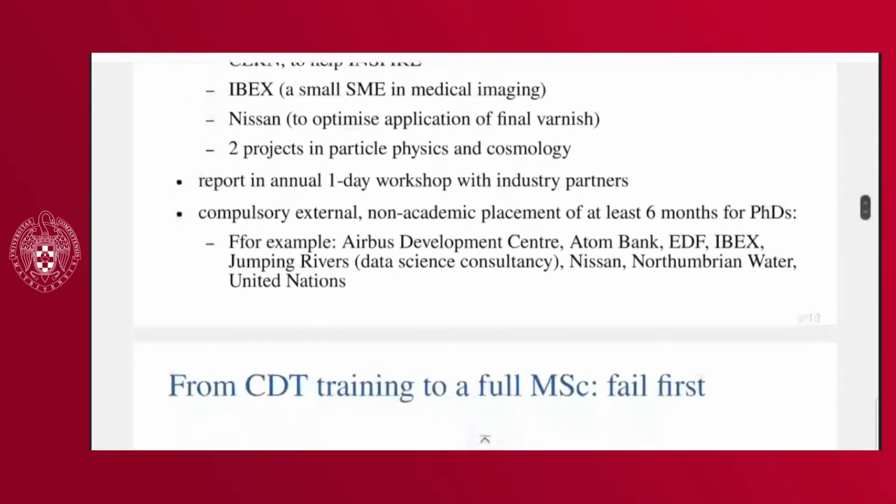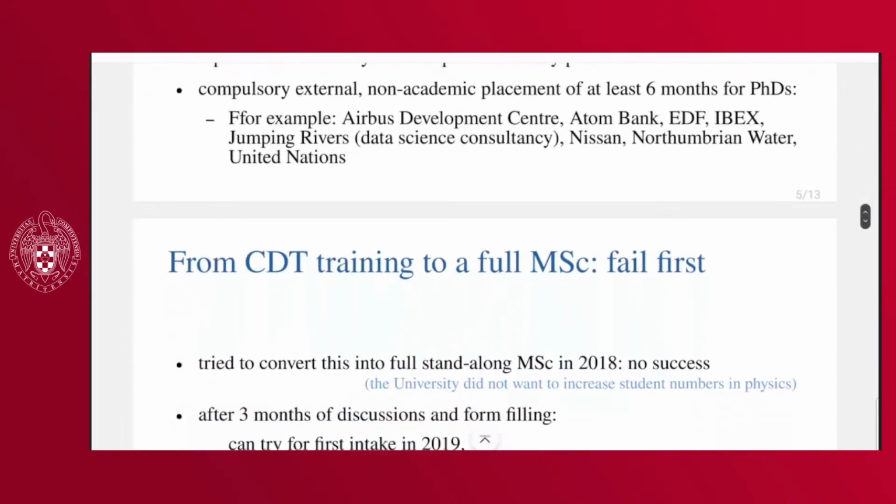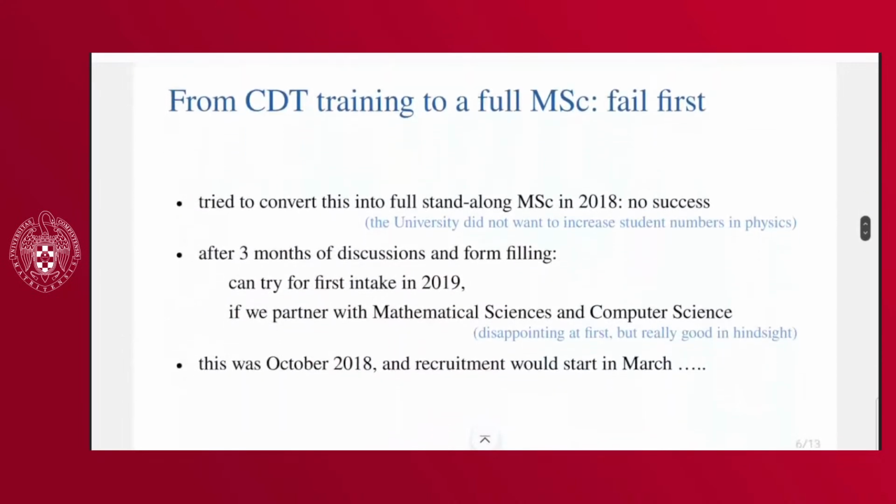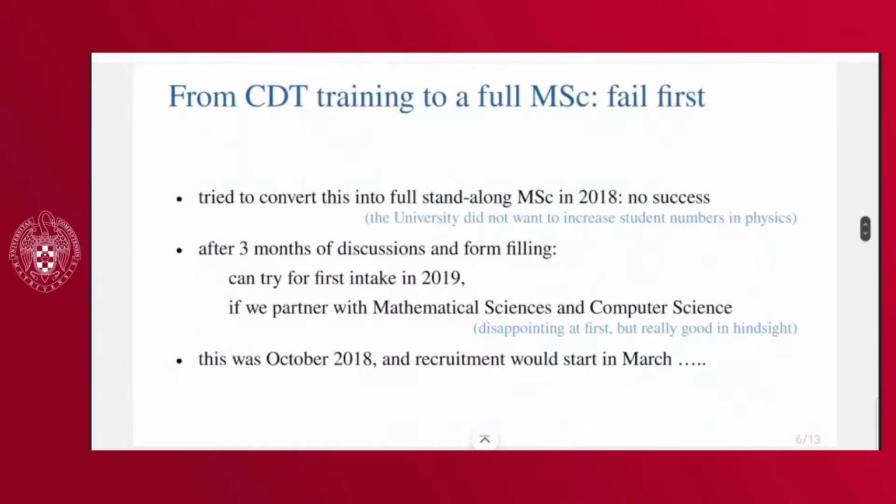So that was the starting point. And basically, the very moment we had our students going through the motions in 2017, I tried to convince the university to turn our really, really good PhD training into a full standalone Master of Science course.